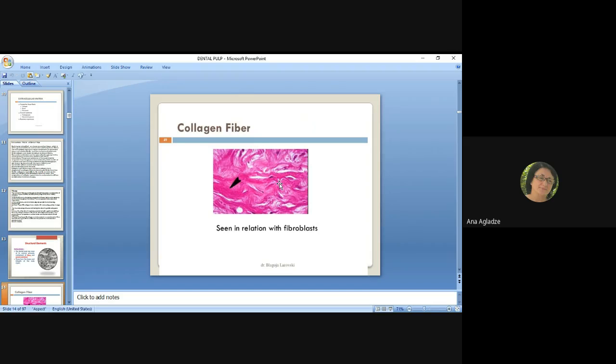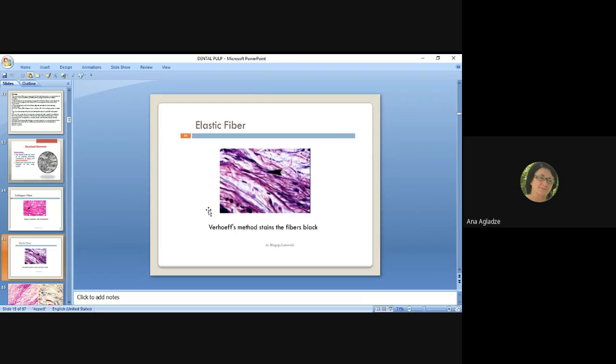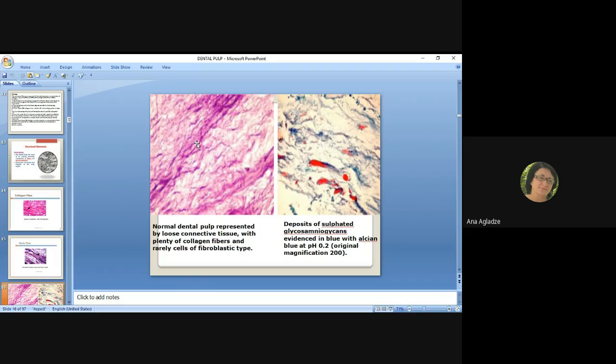The most apical portion of the radicular pulp contains densely arranged collagen fibers and forms a transitional tissue to the highly fibrous periodontal ligament. And here, with the other method, the Virchow method of staining, you can see how these fibers are stained in black. And here you can see the normal dental pulp, which is represented by loose connective tissue, with plenty of collagen fibers and rare fibroblastic cells.